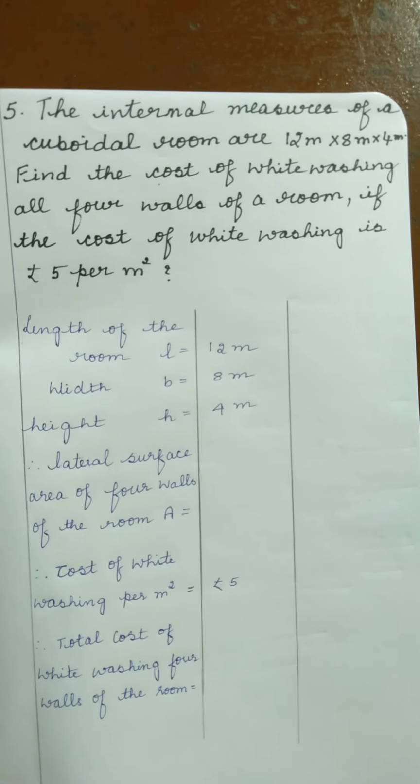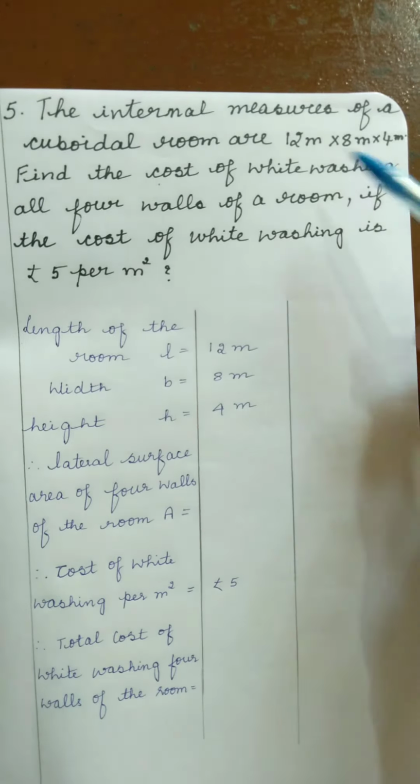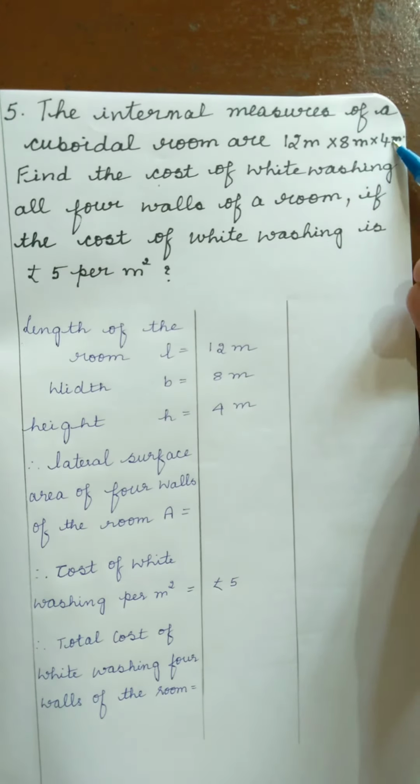Let us solve the fifth problem now. The problem is, the internal measures of a cuboidal room are 12 meter into 8 meter into 4 meter.